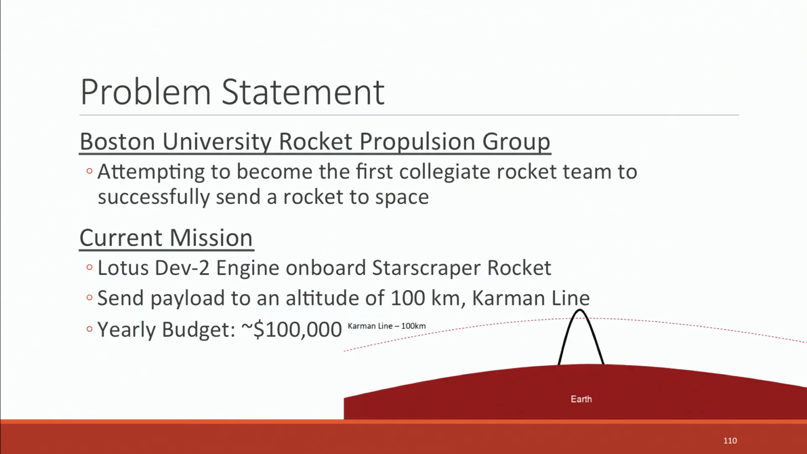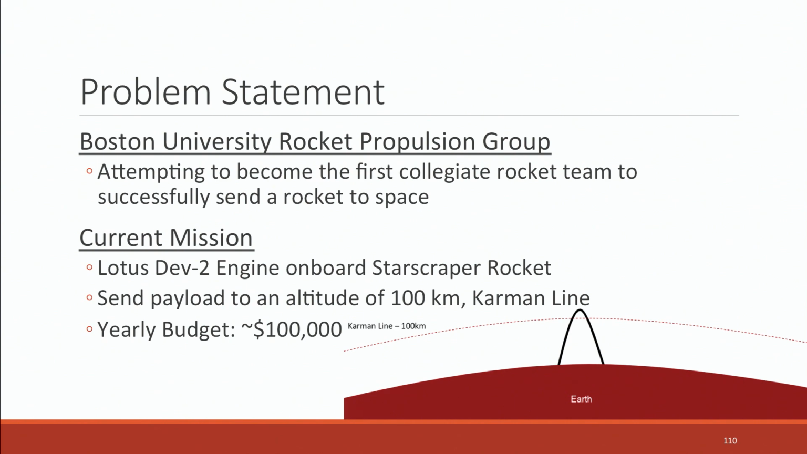For those who aren't familiar, the Boston University Rocket Propulsion Group is aiming to become the first collegiate rocket team to send a rocket to space. And by space, we define that as the Kármán line, which is 100 kilometers of altitude above the Earth.